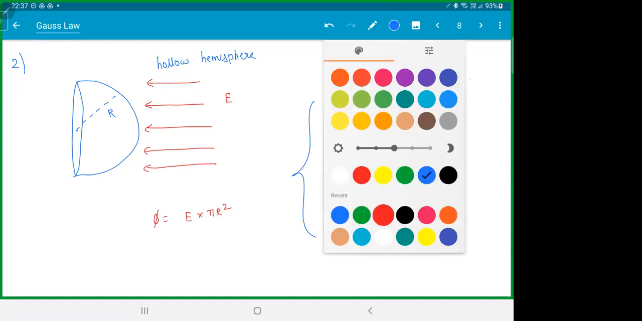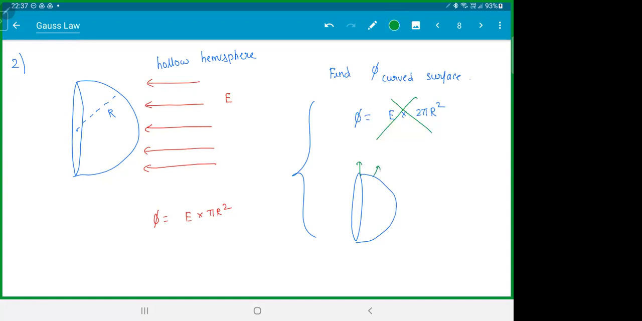Look at this. At every point, how is the area vector? This is the area vector, right? How is the field vector? Field is like this, now. How can you say E into dA? Theta changes at every point. You can't take theta out of the integral. Theta changes at every point. Got it? Therefore, we can't do this. This is wrong.